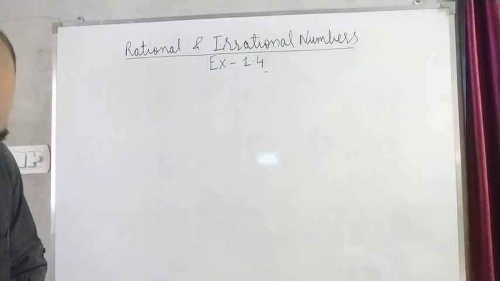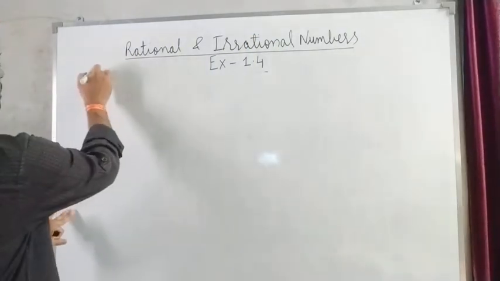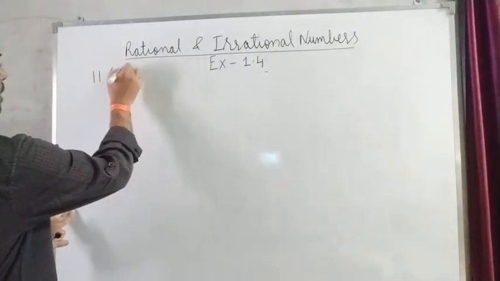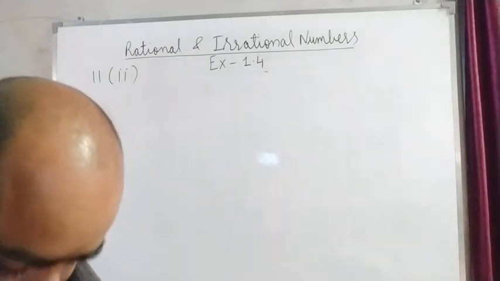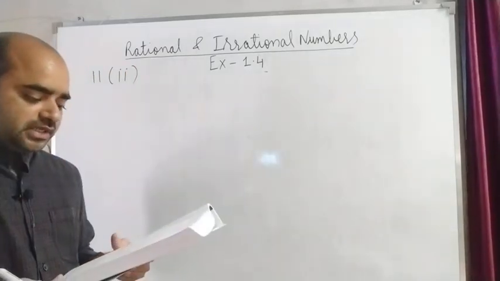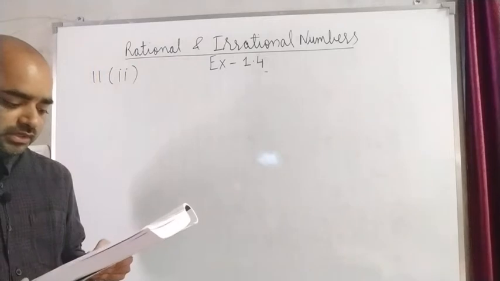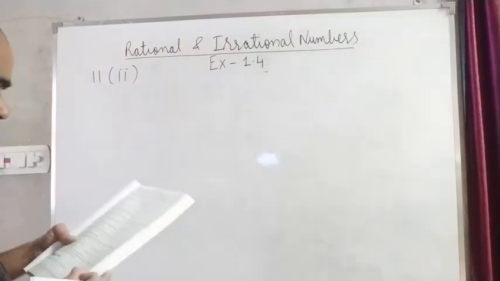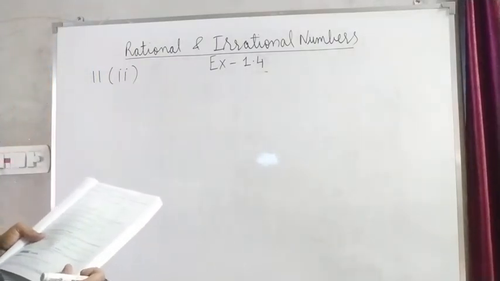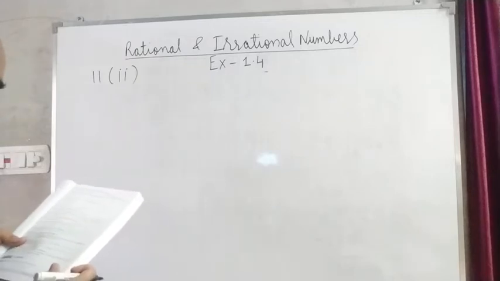So next is 11, second part. Again, write the following real numbers in descending order. Okay. So any question we can take, whatever.